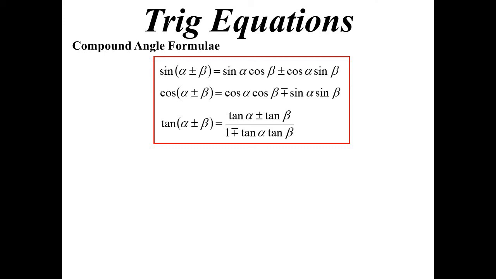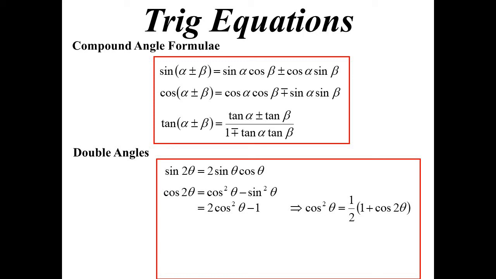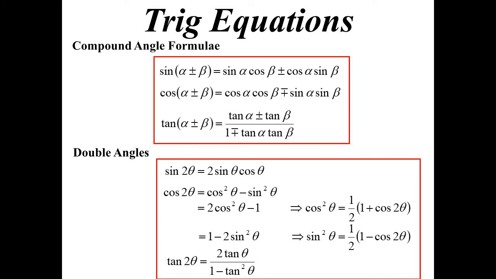From that we created our double angle formulas. So sine 2 theta became 2 sine theta cos theta, and cos 2 theta became cos squared minus sine squared. But if we wanted it just in terms of cos squared, it becomes 2 cos squared minus 1. That one is handy for integration, making cos squared the subject. Or we could write it in terms of sine squared, so 1 minus 2 sine squared, and then we could rearrange that one to make sine squared the subject. And tan 2 theta, there it is, 2 tan theta on 1 minus tan squared theta.